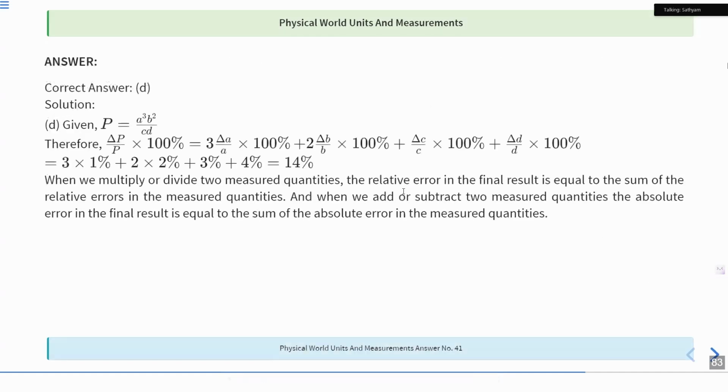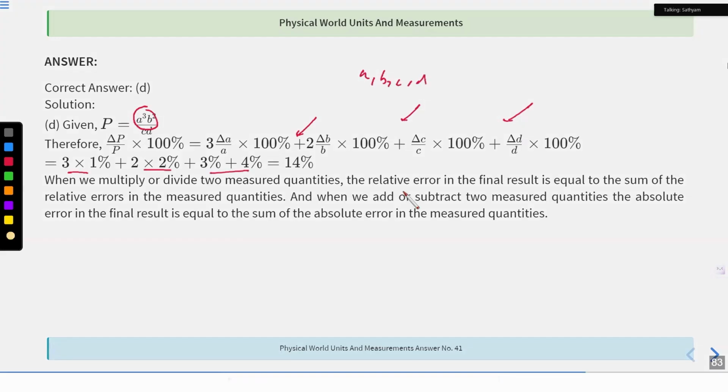Now understand one thing. We have the formula of P as A cube B square C by D. They said that delta P by P is basically 3 into delta A by A. This is 2%, this is 3%, and this is 4%. So this is what you'll write: 3 into 1% plus 2 into 2% plus 3% plus 4%, which is 14%. All right. I hope it's clear. Fine.